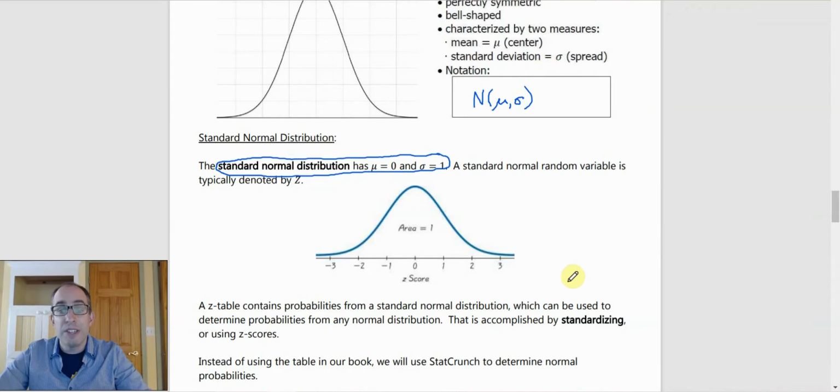And that's where the idea of a z-score comes from. A z-score is what you get when you standardize, right? The idea of standard normal being standardized, that's why it's a Z, like z-score. So that's really why that all ties together.